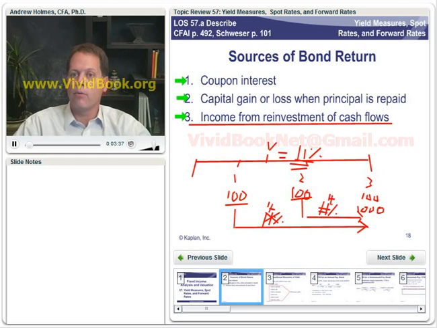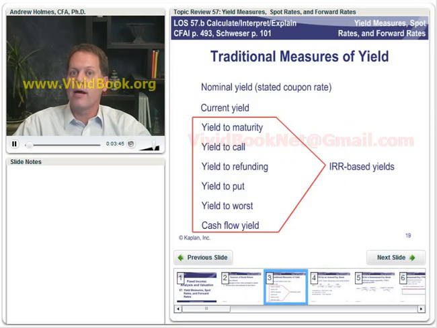So important point, something I think is highly testable and something that you will want to make sure you have your head around. Anyway, so traditional yield measures. The traditional yield measures, the nominal yield, that's just ink stains, so that's just the coupon rate. So if it's a 6% bond, then the nominal yield is 6%.